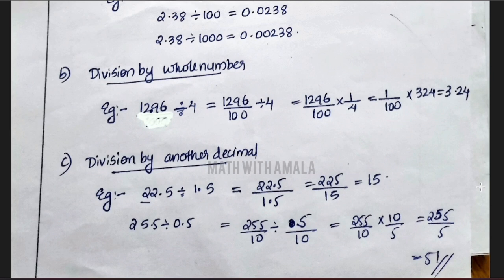The next part is division by another decimal. Dividing a decimal by another decimal. 22.5 divided by 1.5. Here you can convert them into the tens or hundreds or thousands format. Otherwise you can divide according to the rule. Divide the numbers without decimals and put the decimals only after dividing, in the answer only, according to how many decimals were there in the numbers before multiplying or dividing. So the answer is 15.